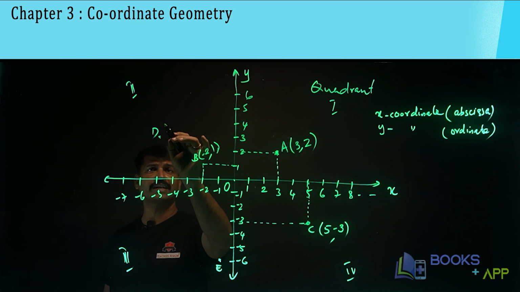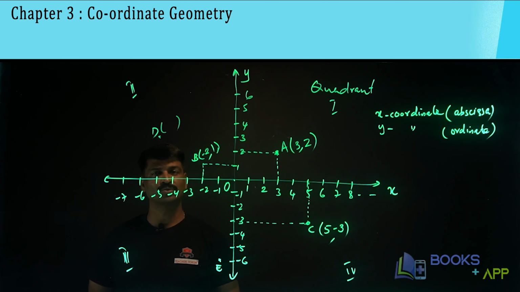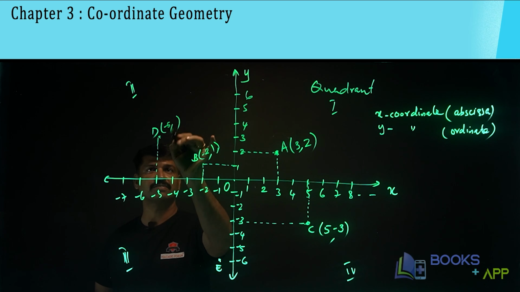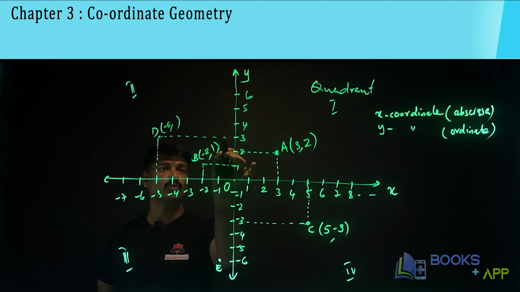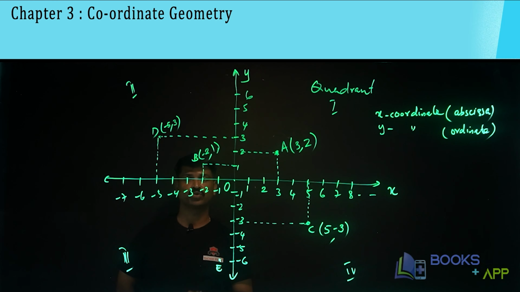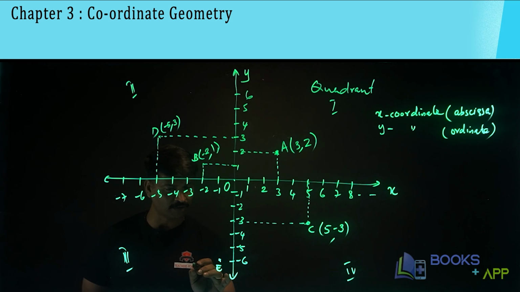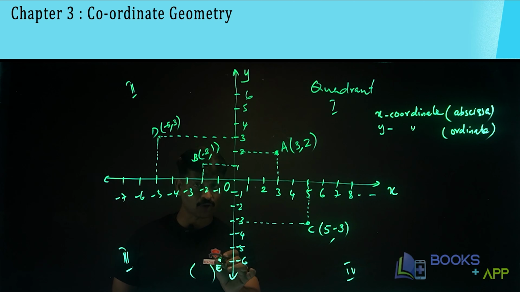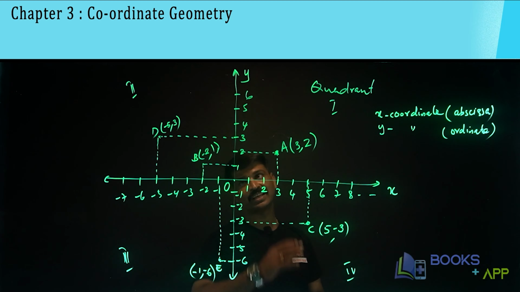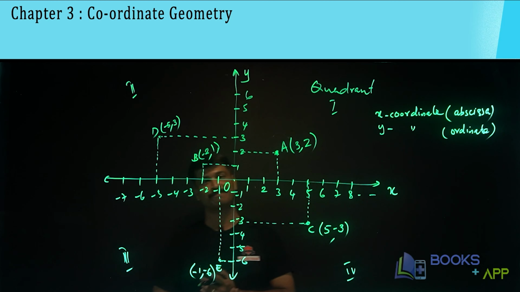Now what is the coordinate of point D? What you have to do? From D, draw a line perpendicular to the x-axis. That is at -5. Then draw a line perpendicular to the y-axis. That is at 3. So the coordinate of D is (-5, 3). Clear? Now what is the coordinate of E? To get the x-coordinate, draw a perpendicular to the x-axis. That will meet at -1. The y-coordinate is -6. So we got the coordinates of the points A, B, C, D and E here.